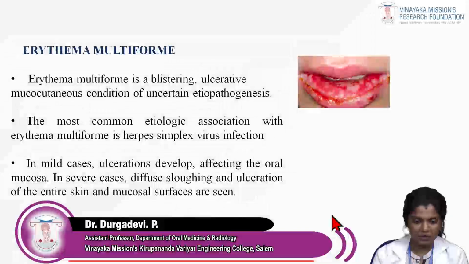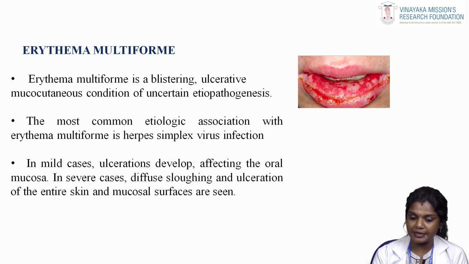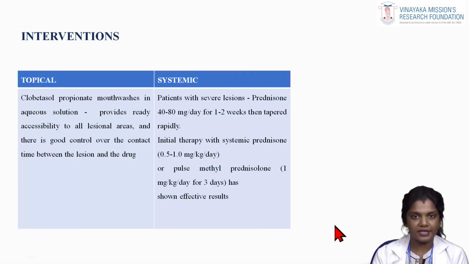Next comes erythema multiforme. This is a blistering ulcerative mucocutaneous condition of uncertain etiopathogenesis. The most common etiologic association with the erythema multiforme is the HSV, also called as a herpes simplex virus infection. In mild cases, ulcerations develop affecting the oral mucosa. In severe cases, there is diffuse swelling and ulceration of the entire skin and mucosal surfaces. So these are the interventions for erythema multiforme.